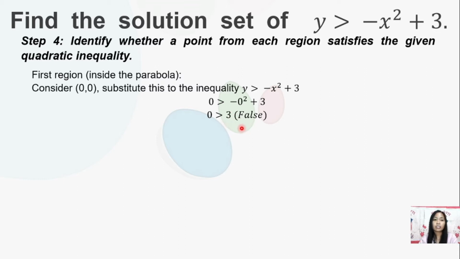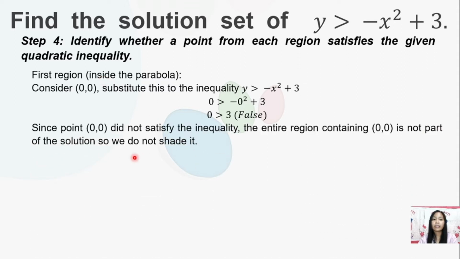So since it is false, the point (0, 0), or the origin, and all the other regions containing (0, 0), or the origin, is not part of the solution set, so we do not shade it. Basically because it does not satisfy our inequality y is greater than negative x squared plus 3.